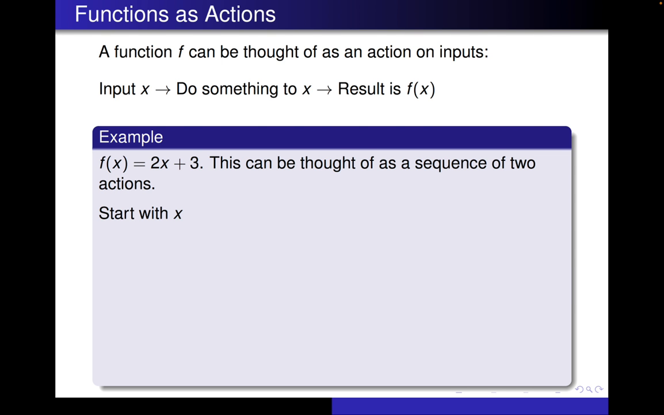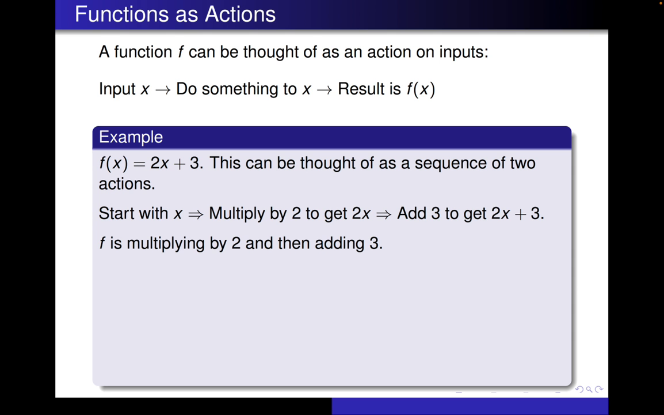So you start with x, and the first thing you do is you multiply by 2 to get 2x, and then you take that 2x and you do an additional action of adding 3 to get 2x plus 3. So f could be thought of as the action of multiplying by 2 and then adding 3. Which means that you could think of f as being made up of two different actions. Which means that since each action is a function, f could be thought of as being created from two different functions.